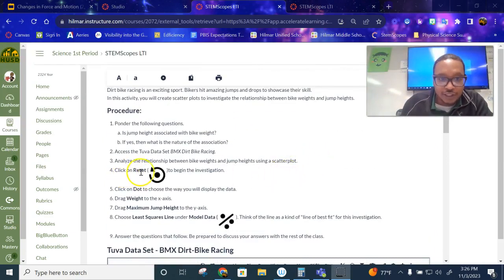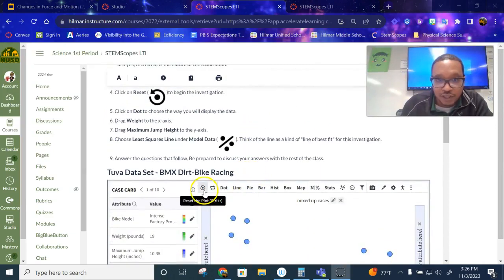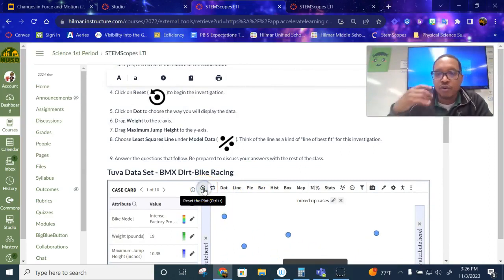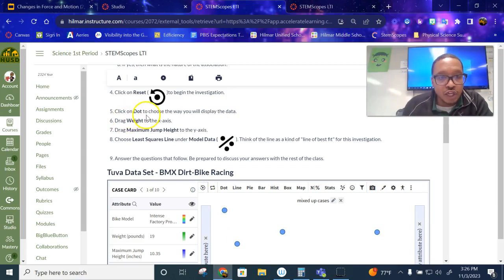First thing right here, it says click reset. So that's this button I should be looking for to begin your investigation. There I see it right there. If I hover over it, it says reset the plot. So I'm going to go ahead and reset it. Boom, it resets it. All right, next thing is click on dot to choose the way your data will display.